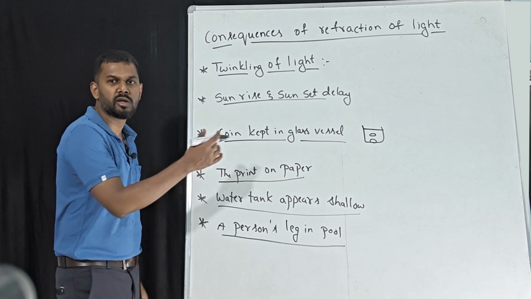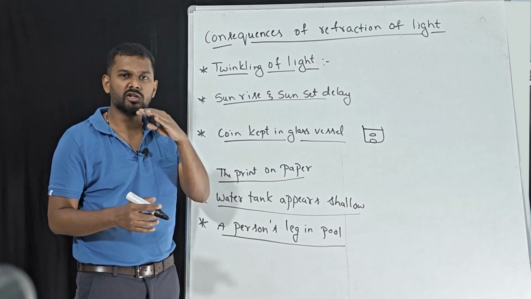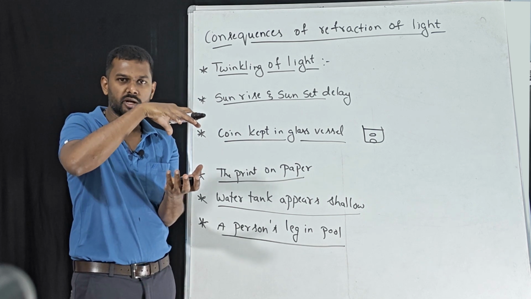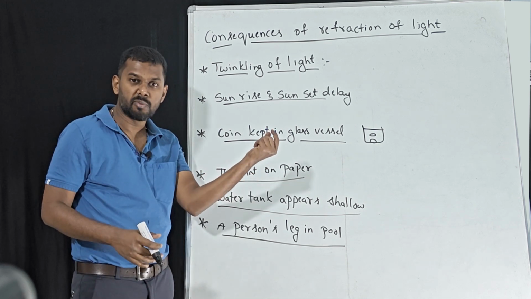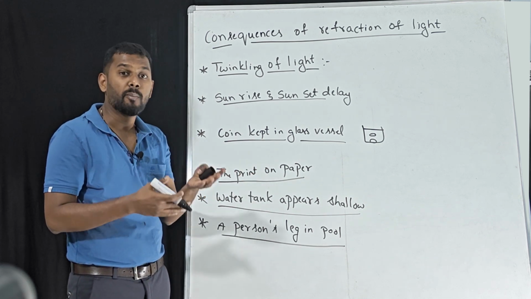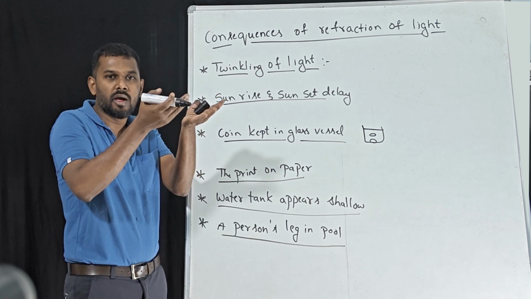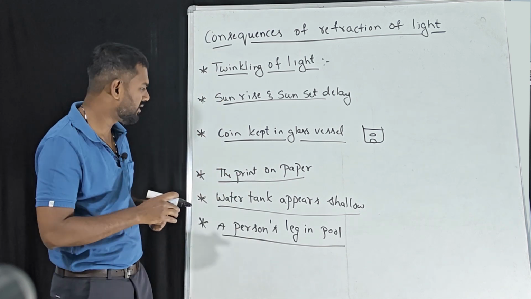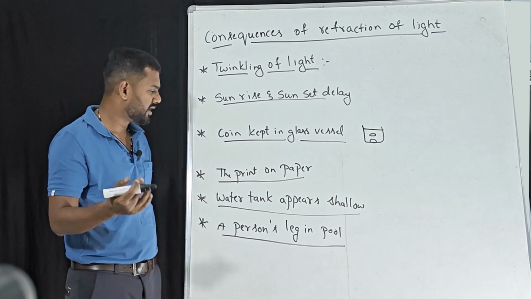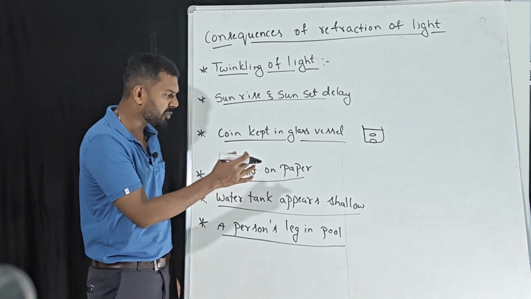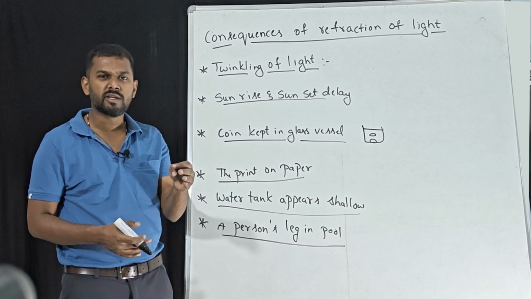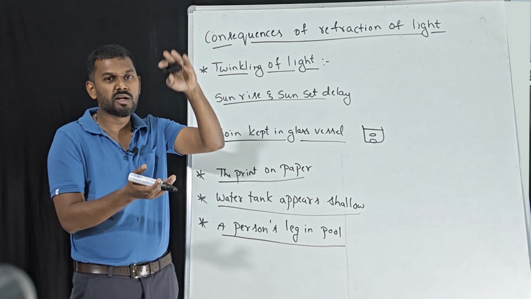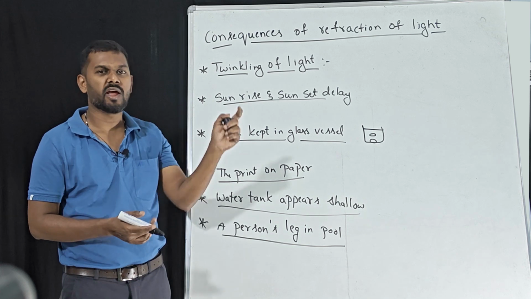Then the print on the paper. Whenever there is a print on the paper, a normal newspaper, if you keep a glass slab on it, this print on the paper will appear to be a little raised up. That is because of the refraction of light. All these things are because of refraction of light. Then water tank appears to be shallow. That means the tank depth appears to be a little small because of refraction of light.